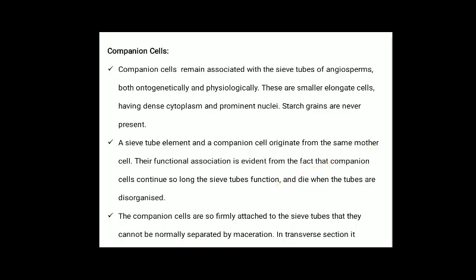Next we discuss companion cells. Companion cells remain associated with the sieve tube of angiosperms. These are smaller, elongated cells having dense cytoplasm and prominent nuclei. Starch grains are never present. A sieve tube element and companion cell originate from the same mother cell. Their functional association is evident from the fact that companion cells continue as long as sieve tubes function and die when sieve tubes are disorganized.